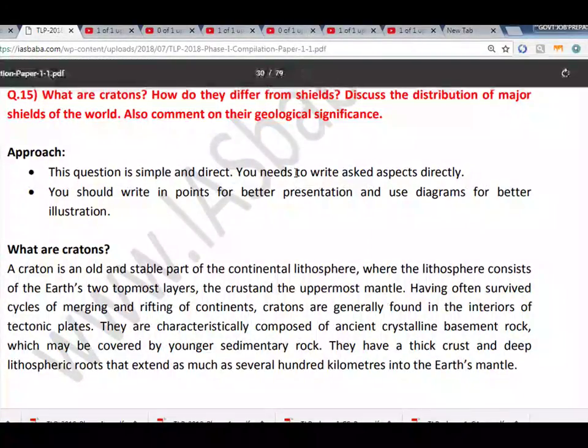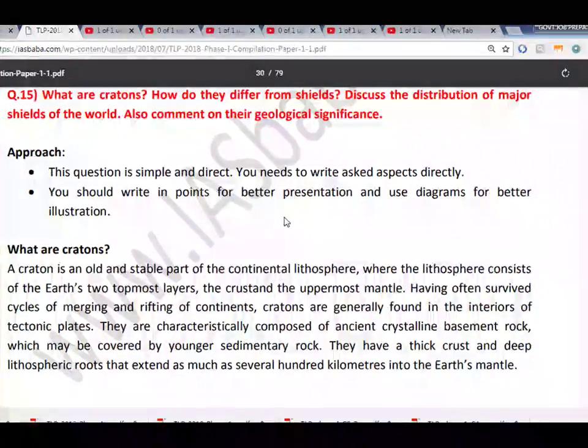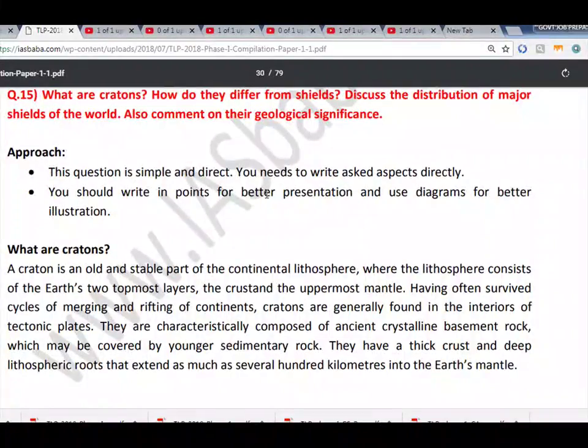Approach: This question is simple and direct. You need to write the aspects directly. You should write in points for better presentation and use diagrams for better illustration.